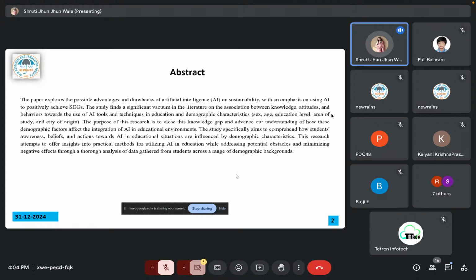The study finds a significant vacuum in the literature on the association between knowledge, attitude, and behavior towards the use of AI tools and techniques in education and demographic characteristics. The purpose of this research is to close this knowledge gap and advance our understanding of how these demographic factors affect the integration of AI in educational environments. The study specifically aims to comprehend students' awareness, beliefs, and actions towards AI, which are influenced by demographic characteristics. This research attempts to offer insights into practical methods for utilizing AI in education while addressing potential obstacles and minimizing negative effects through a thorough analysis of data gathered from students across a range of demographic backgrounds.